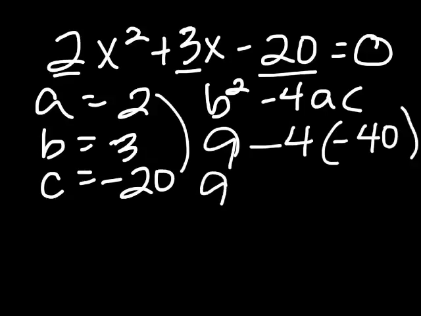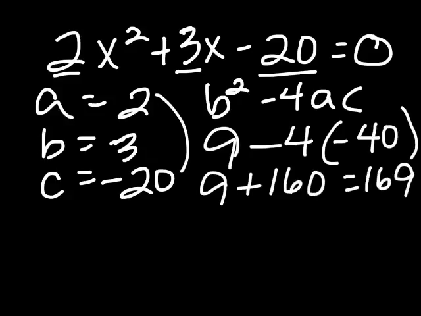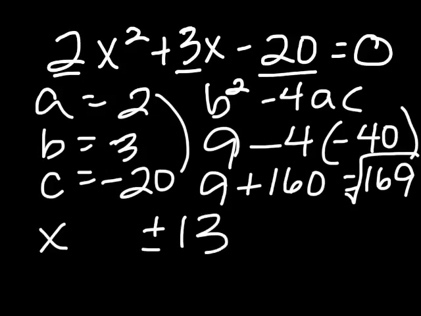So now we get 9 plus 160, which equals 169. This is the part that's going to go under the radical. Now it just works out this time that that radical part is a perfect square. 169 is a perfect square. Square root of 169 is 13. So all of this mess simplifies down to 13.